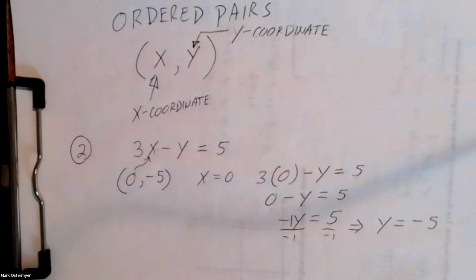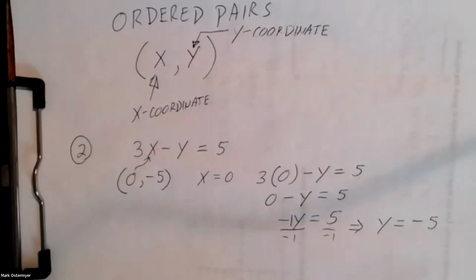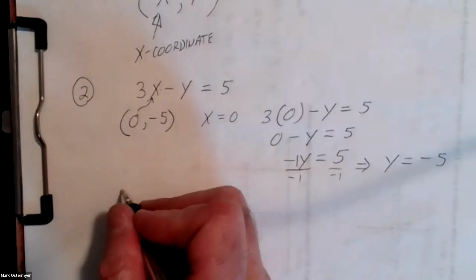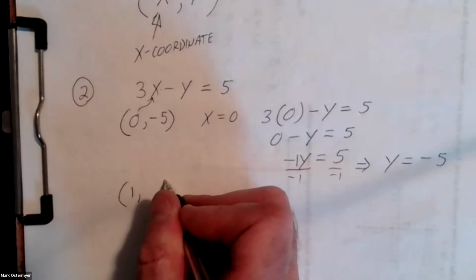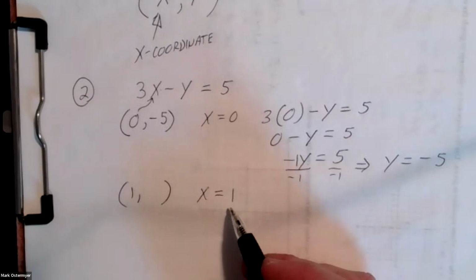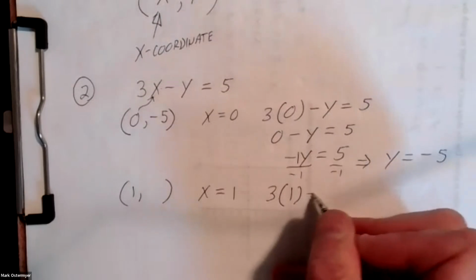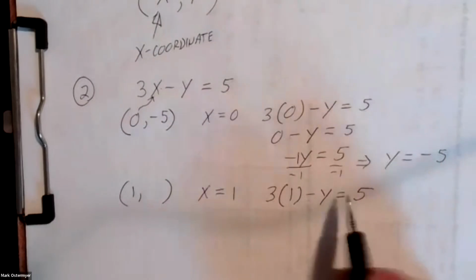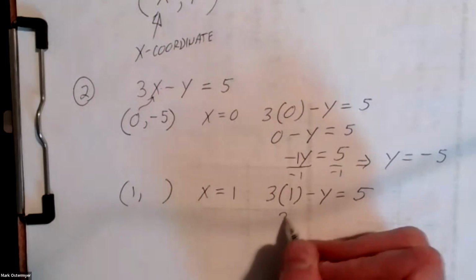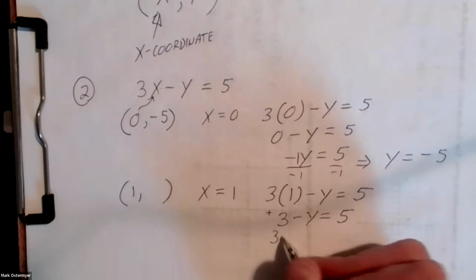Let's do another one now. The next ordered pair they give us has the x coordinate of 1, and they want you to find the missing y coordinate such that that ordered pair would be a solution to our linear equation. So now we know x is equal to 1, so we're going to substitute 1 in for the x variable into our equation, which means we'll have 3 times 1 minus y equals 5. And now we just solve for y. This is going to be 3 minus y equals 5. To solve for y, we subtract 3 from both sides.